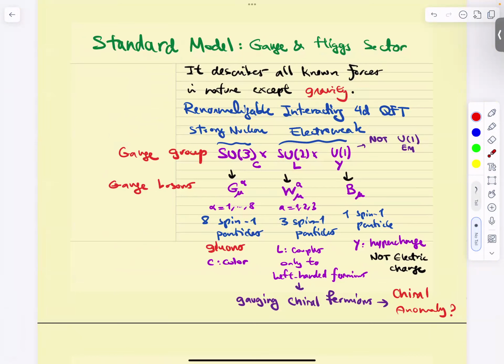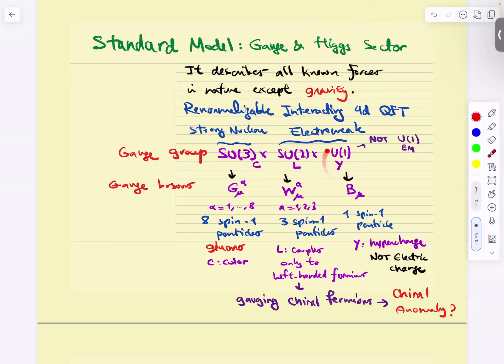All right. So it's a non-abelian gauge theory plus matter. Let's start with the gauge content. First, I'm going to split the content into the gauge field content and the Higgs sector. You know those words now. It's a renormalizable interacting 4-dimensional quantum field theory. It describes a strong nuclear force. So it's a gauge theory. What's the gauge group? SU(3)_C, C for color, SU(2)_L, L for left-handed, times U(1)_Y, Y for hypercharge. Okay, so this is the gauge group.